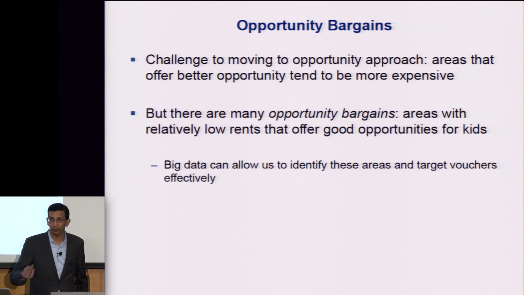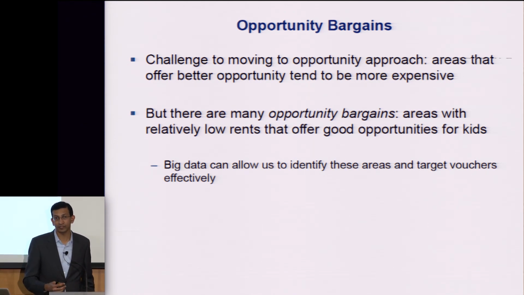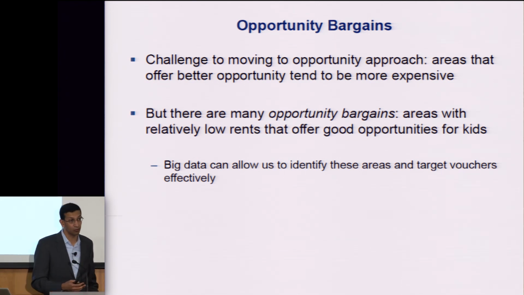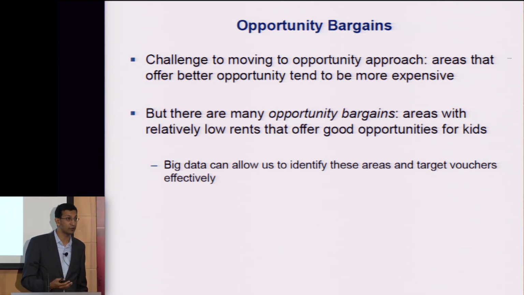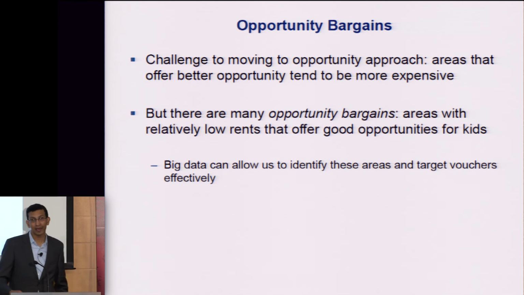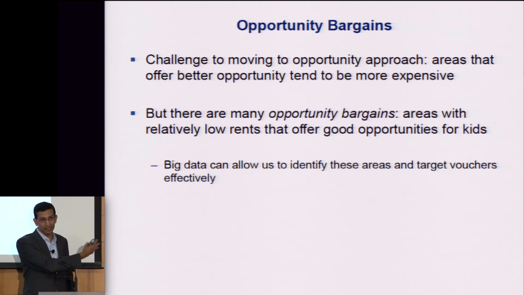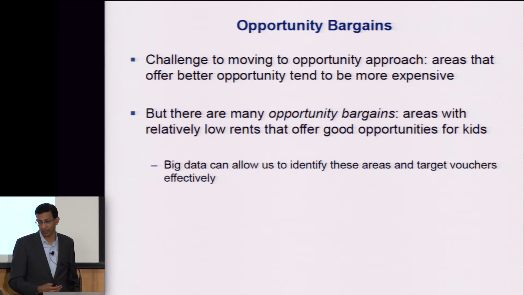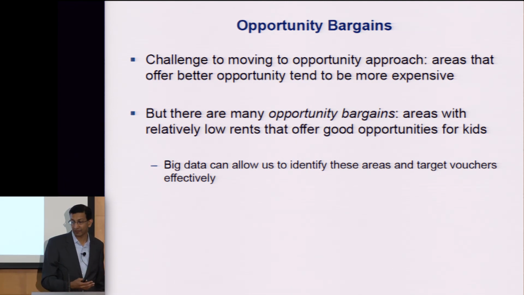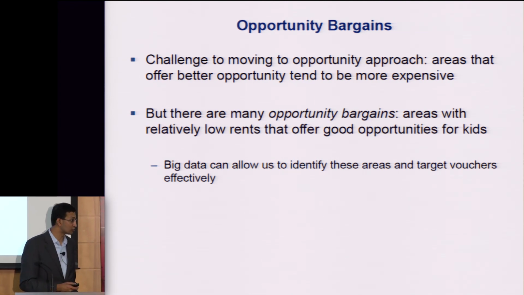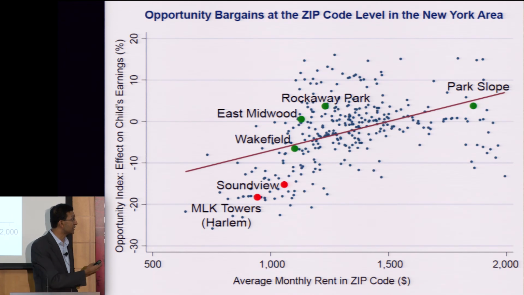But a very important thing to note here is there appear to be lots of what we call opportunity bargains in the data, areas with relatively low rents that nevertheless appear to offer good opportunities for kids. And by using big data, these types of data sets that I've been showing you here that cover the entire population, we can identify these areas and target vouchers more effectively. So let me give you an example of this.